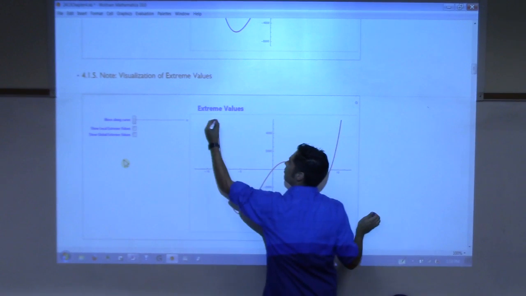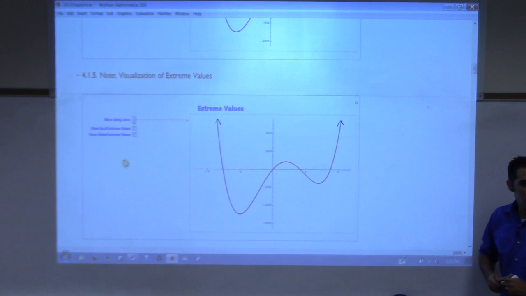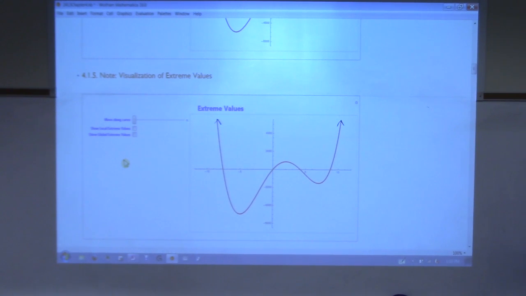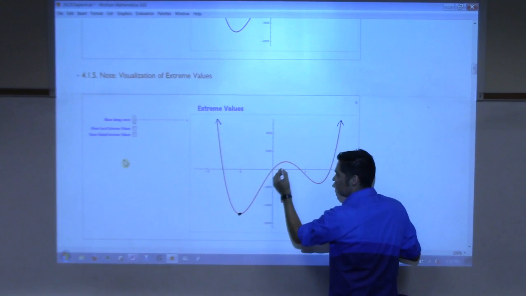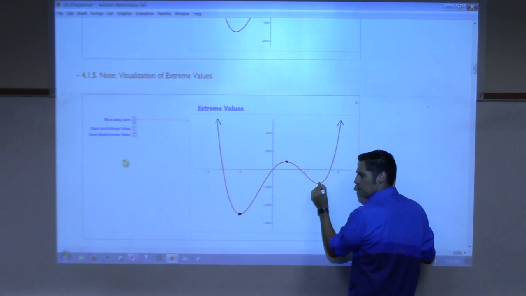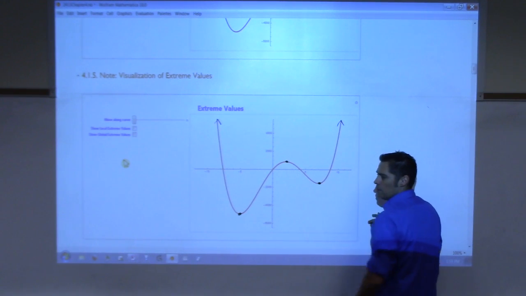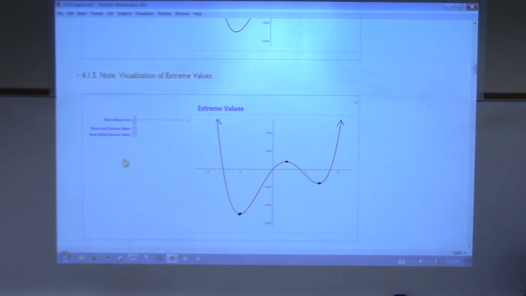Too hard on my computer to do that, so I'll just put the arrows like this. How many local extremes do you have? 3. Local min, local max, local min, right? Global extremes. 3. Global.